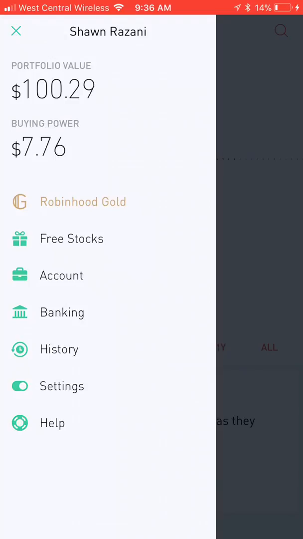So let me go ahead and talk about Robinhood. It is regulated by the SEC. And they are a member of SIPC and FINRA, so this is a legitimate brokerage.